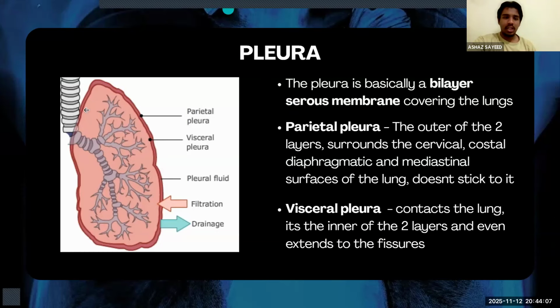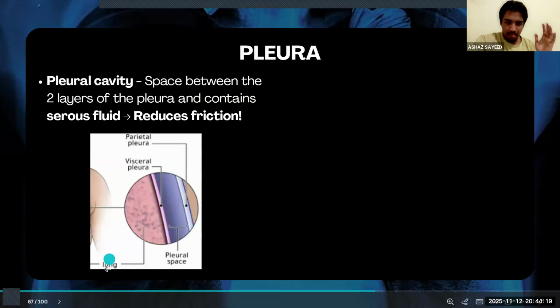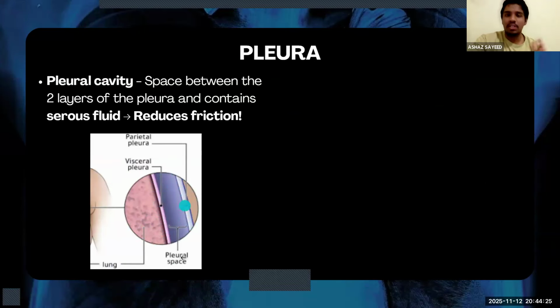So again, this is your parietal pleura, which is more outside. This is, let's say, the ribs. This is your parietal pleura. This one is the visceral pleura. This is the lung. You can see the labeling here. The lung, the visceral pleura, the parietal pleura, and the space between these two is the pleural space.